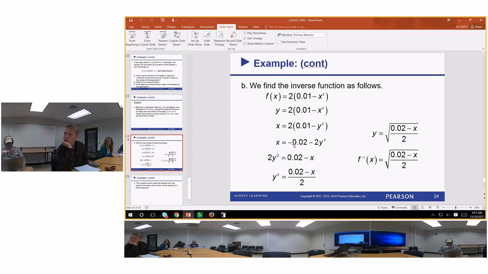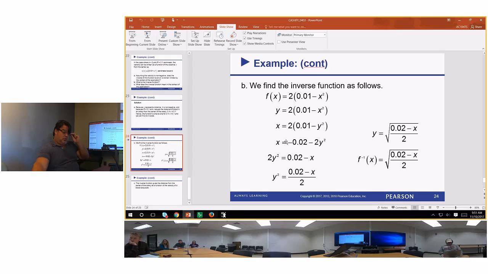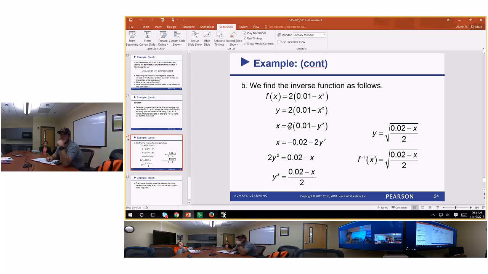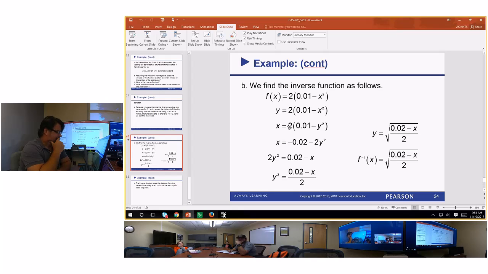There's that negative 0.02 right there. Why did they get negative? Okay, now I don't understand how they got a negative right here. Somebody want to help me out? Because I think it's a mistake because the next one down is positive.